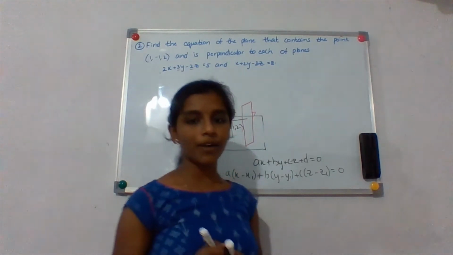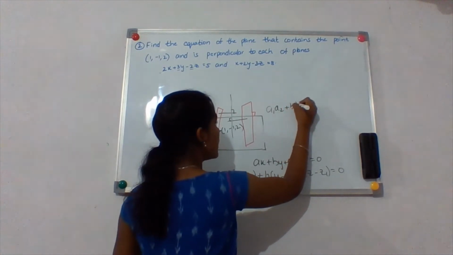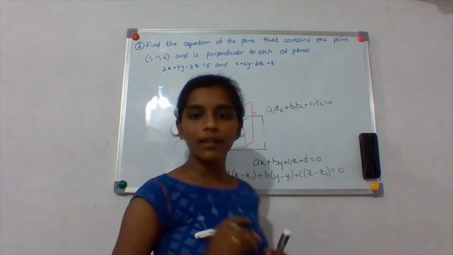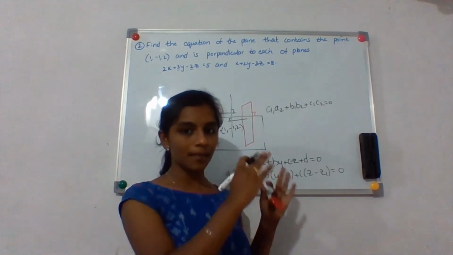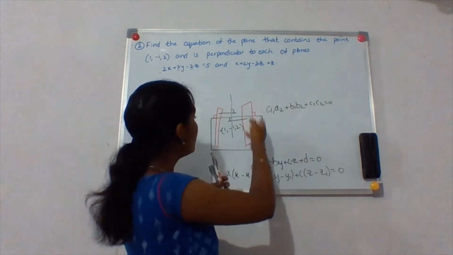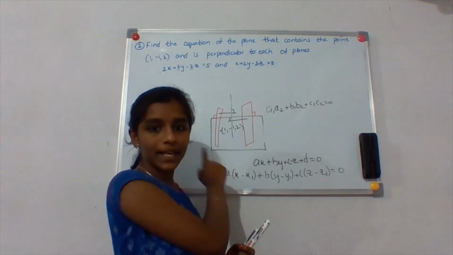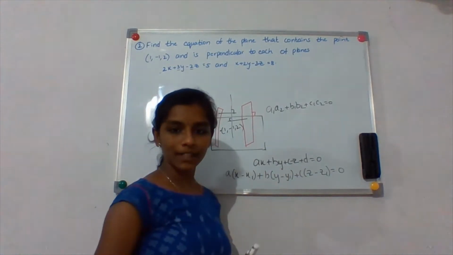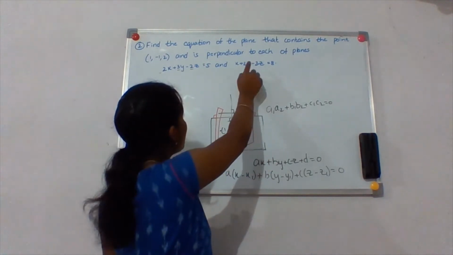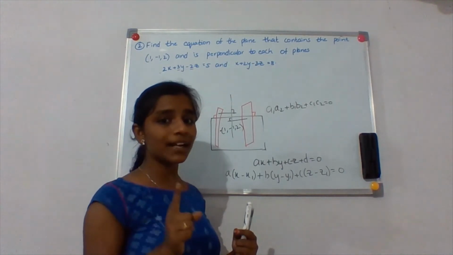Now what is that vector product? We already discussed it. That is a1 a2 plus b1 b2 plus c1 c2 is equal to 0. The product of the DRs, the sum, is equal to 0. So when you equate this to 0, let the DRs of the required plane's normal be A, B, C respectively. Now you should multiply this A, B, C with the DRs of this plane and this plane, and equate that to 0. Remember, equate that to 0.